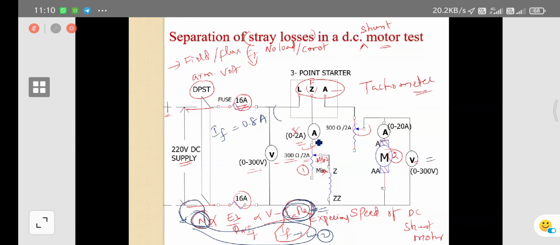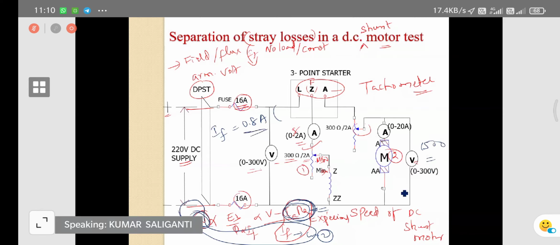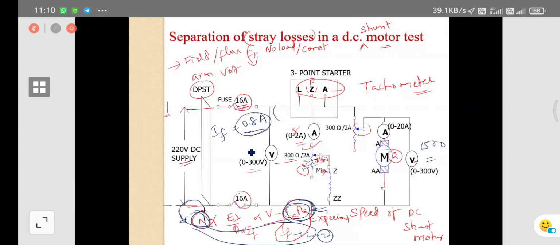Suppose the speed is 1500 rpm and my field current is 0.8 amps. Then there is no need to disturb the rheostat, and the field current stays fixed at 0.8 amps. This is the first reading you have to consider here.